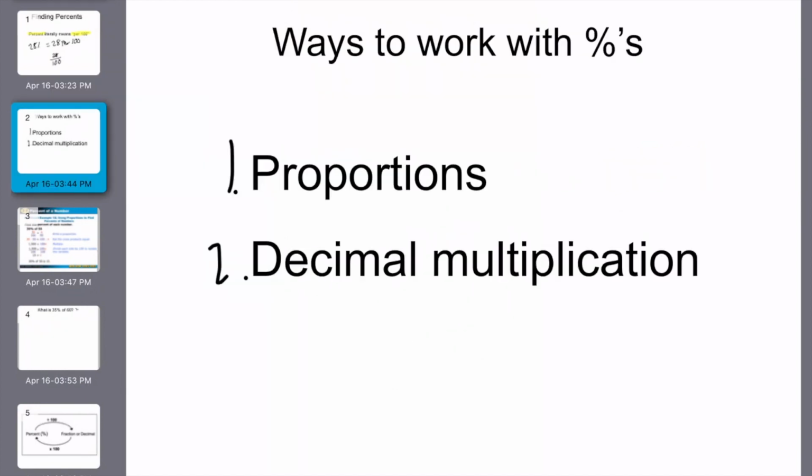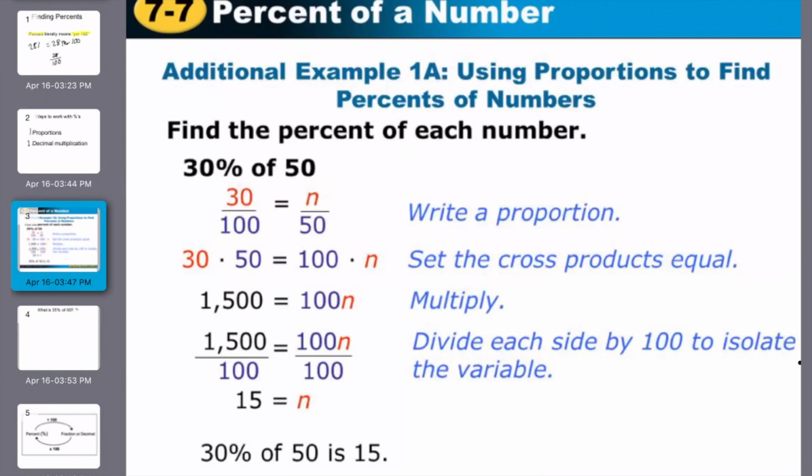So there are two ways that we're going to talk about in this video that we can work with percentages. The first way is going to be using proportions like we did last week. And then the second way is going to be doing decimal multiplication. So let's look at an example through proportions. So I took this example. Sorry, it's going to be okay. But they are trying to find 30% of 50 in this case. So they want to know what number is 30% of 50. So the first thing that they had to do was write a proportion. They had to write two fractions that were set equal to each other. Their next step was they had to cross multiply.